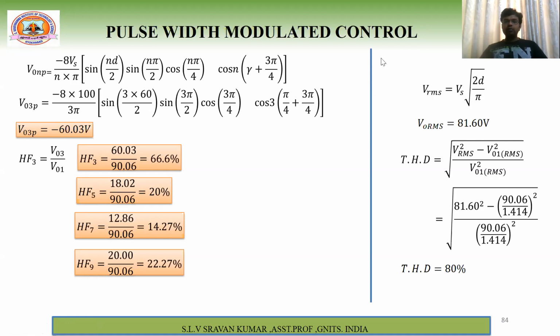And what is the RMS output voltage? Vrms is equal to Vs into square root of 2d by pi. You will get this one, which is the same as that of single pulse width modulation. And THD is Vrms square minus V01 RMS square, divided by V01 RMS square. Therefore Vrms square is 81.60 square minus 90.06 divided by 1.414 square, divided by 90.06 divided by 1.414 square. THD, how much? We are getting around 80%.